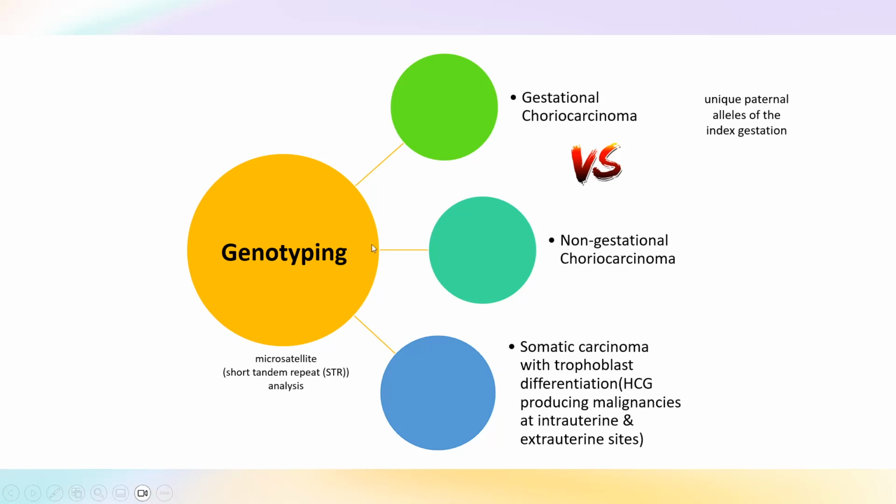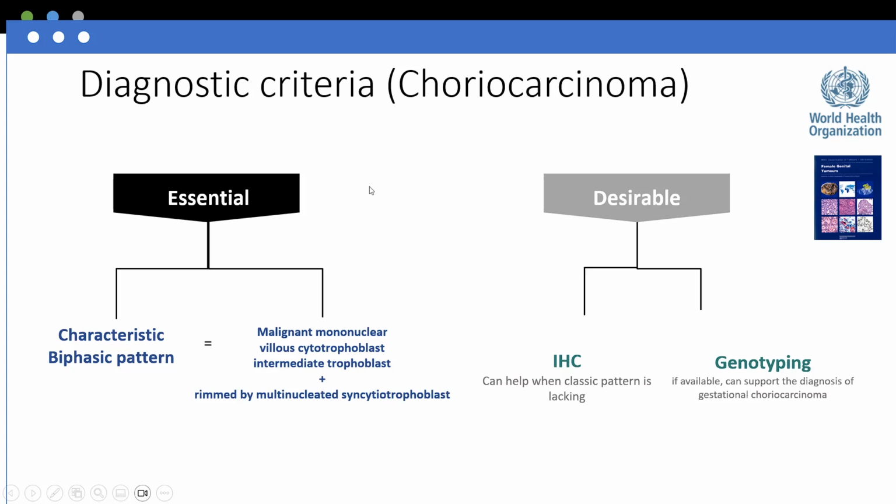Then we will have to go to genotyping, because the gestational ones show unique paternal alleles of the index gestation in a big number of cases actually. As for somatic carcinomas with trophoblastic differentiation, I believe the IHC would be of value. The HCG would show positivity in scattered cells, and there would be histologic differentiation from the other population of carcinoma.